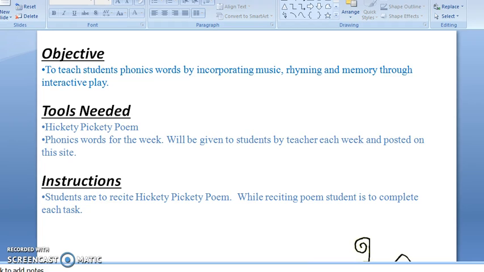The objective of this game is to help the students, like I said, remember their phonics words, incorporating music, rhyming, and memory through interactive play. It's basically clear. The students just follow the directions and the steps that are listed within the poem. So let's take a look at our poem and let's begin.